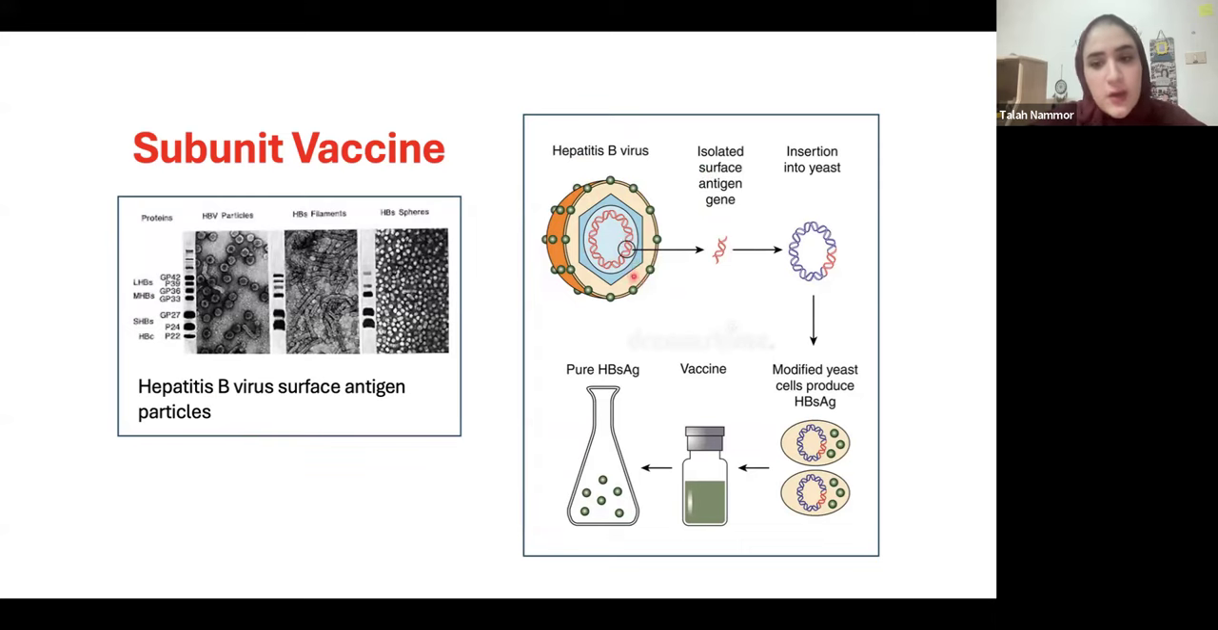What do they do? They put it in yeast, and then they allow the yeast to reproduce, and they take whatever is produced to form the vaccine. Basically, think of it this way. They take this gene, they incorporate it here, they increase it, and then the yeast will produce this antigen, and they'll just extract it and use it.